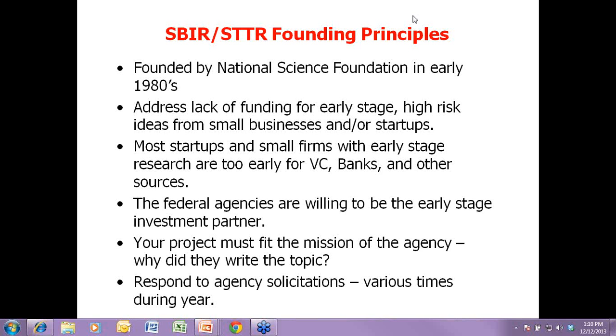For those new to the program, you do respond to federal agency solicitations. They come out between 1 and 3 times a year by each agency. Some agencies, smaller ones, only have 1 cycle a year. The larger ones have multiple, and we will add everybody to our monthly federal funding newsletter, so you'll be informed when those cycles are coming out, and I can certainly direct you to other websites as well for additional information on that.